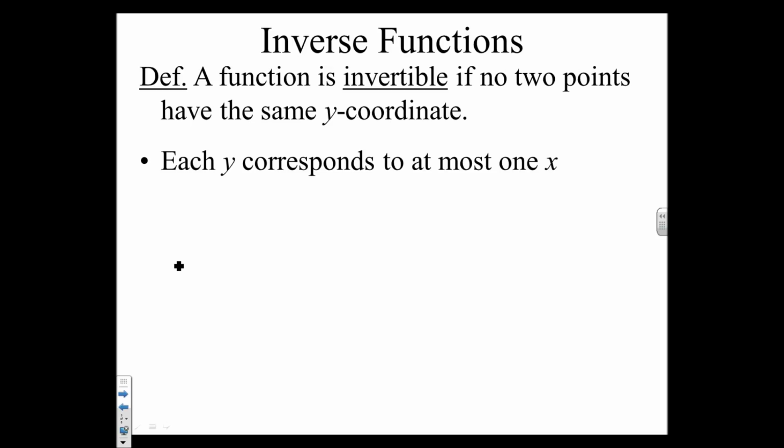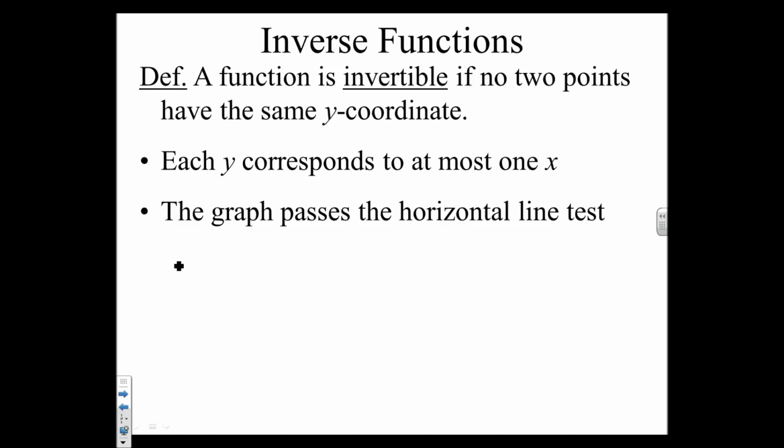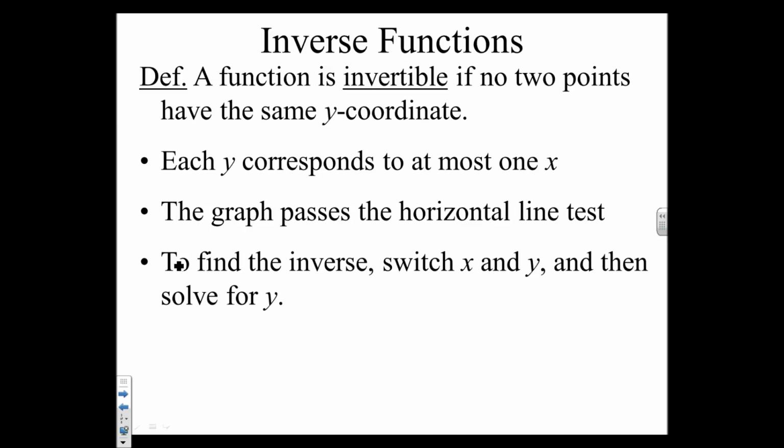In other words, every y corresponds to at most one x coordinate. This time we're going to have the horizontal line test, okay, because none of the y's can repeat, so a horizontal line can't cross through the graph more than once. To find the inverse, we're going to switch the x coordinate and the y coordinate, and then we're going to solve for y. So the idea here is that in inverses, the roles of x and y switch.